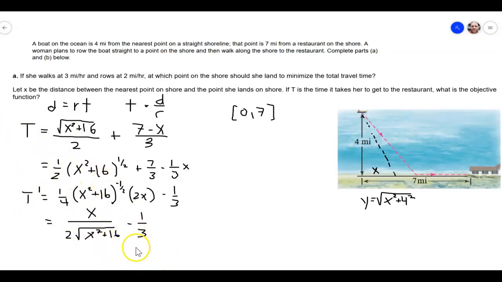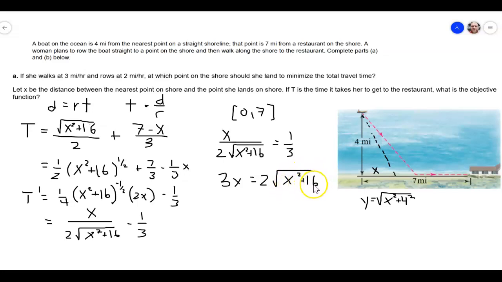And what I want to do is set that equal to 0. So kind of running out of space here, but if I set it equal to 0 and then I add 1/3 to both sides, I have x over x squared plus 16, and then that's going to be equal to 1/3, right? So I just set this equal to 0 and then added 1/3 to both sides. Now I cross multiply and I'm going to get 3x is equal to 2 x squared plus 16, like this.